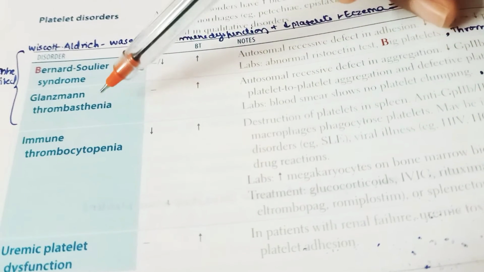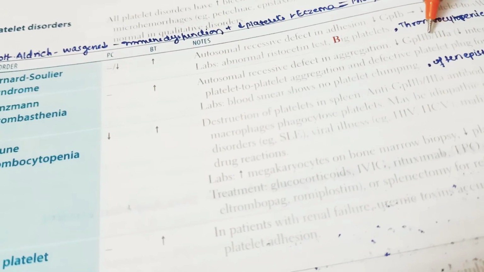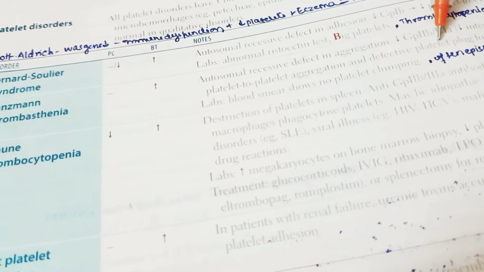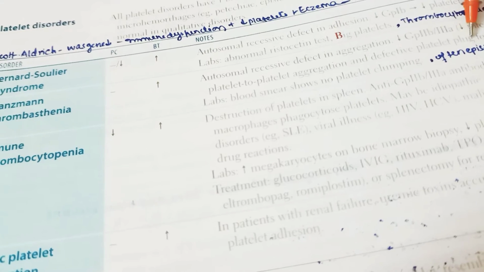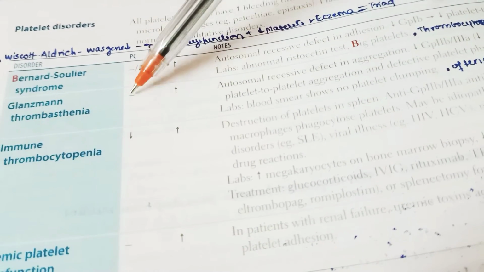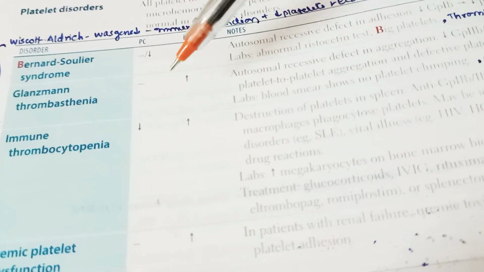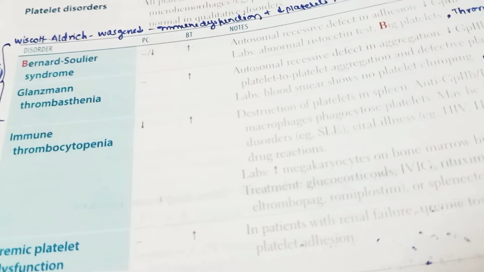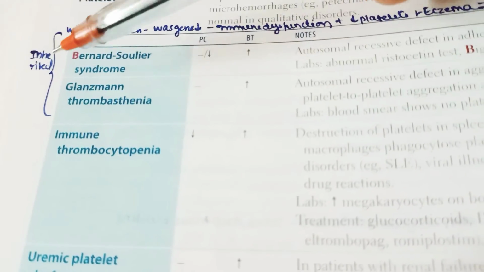Okay, next coming to Glanzmann thrombasthenia. Here the problem is that GP2B/3A is decreased. If this is decreased, you can understand that platelet to platelet there will be no aggregation and no platelet plug formation, right? So here the bleeding time will increase because of no platelet plug, but the platelet count will be normal. If platelets are not aggregating, the platelet count can be normal, right? Both of these are inherited conditions.